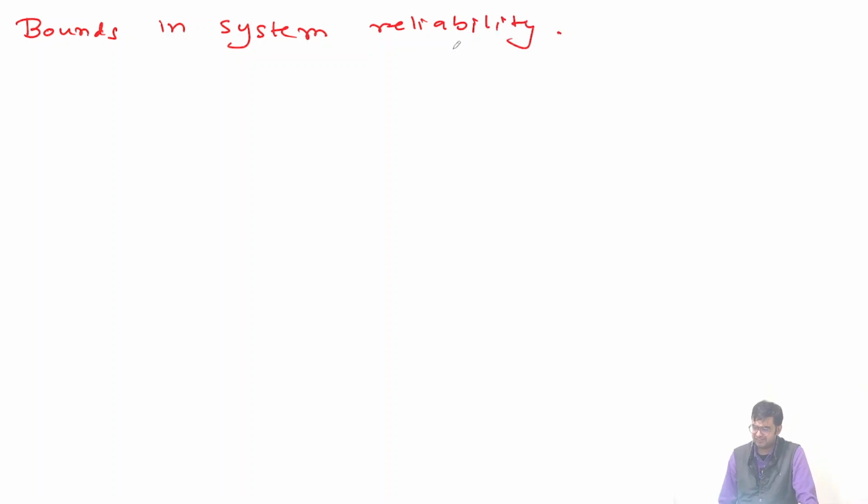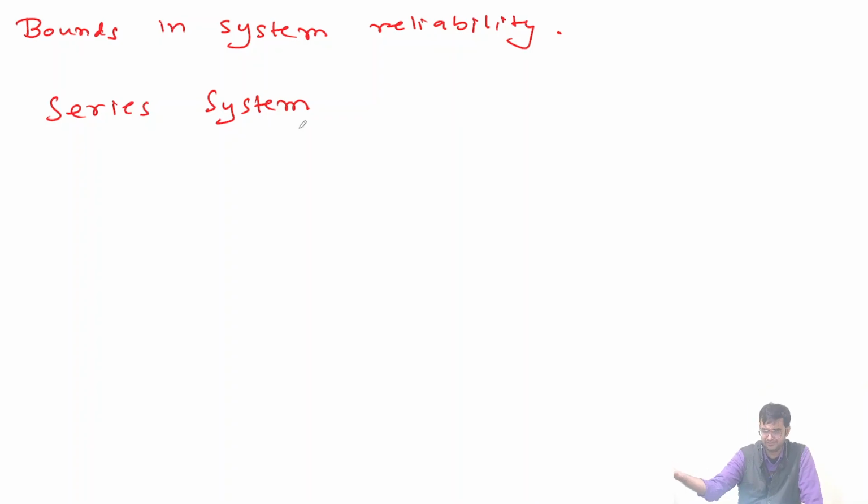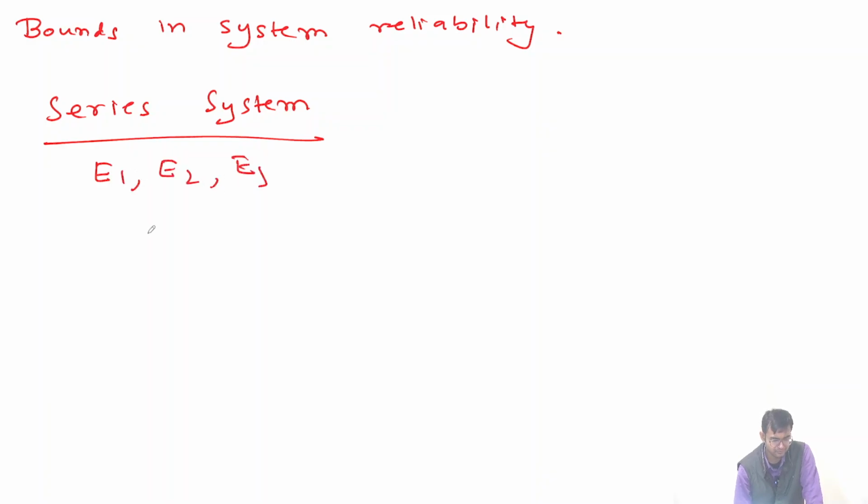Let us start with the series system, or the weakest link system. Just to make our life easier, we will take 3 failure modes, E1, E2, E3. Series system. We assume E1, E2, E3 as 3 failure modes. So what is the probability of failure? What is the failure probability?